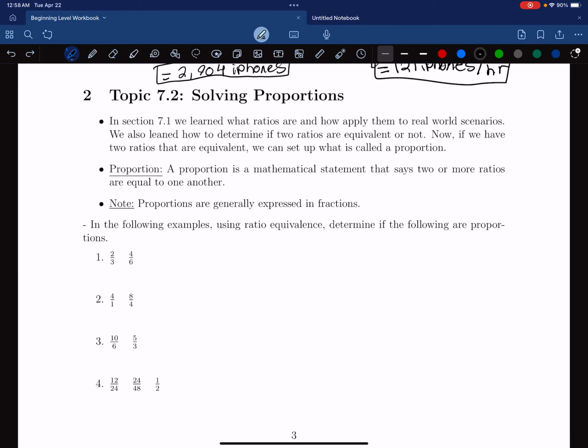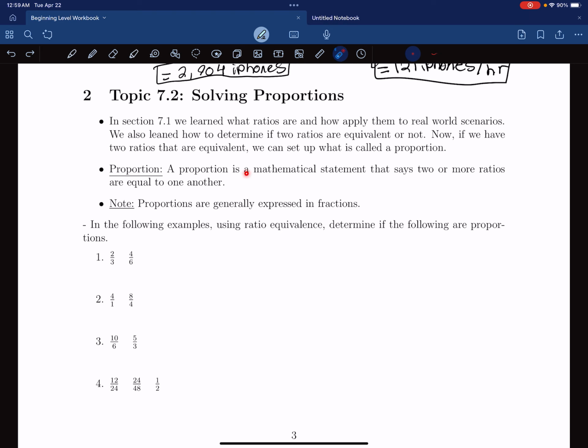Welcome to section 7.2. In this video, we are going to be learning about how to solve this thing called proportions. So in the previous section, we learned what ratios are and how to apply them to real-world scenarios. We also learned how to determine if two ratios were equivalent or not. Now, if we have two ratios that are equivalent, we can set up this thing called a proportion.